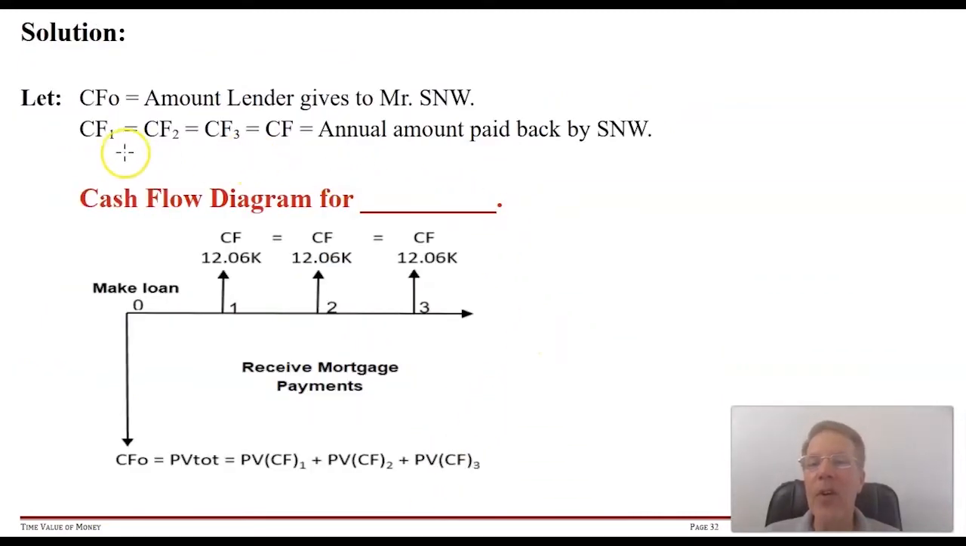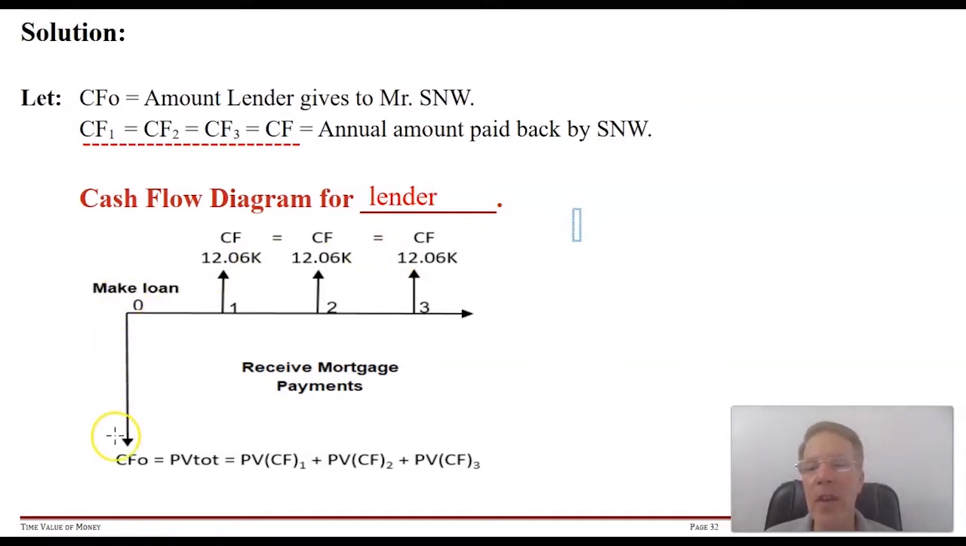Okay, so let's think about a cash flow diagram for this. Remember, all of Mr. Small Net Worth's 3 mortgage payments are going to be uniform. So all the cash flows here are going to be identical, and we can see that really clearly in this cash flow diagram. This is a cash flow diagram that could be either for Mr. Small Net Worth or for the lender. In this case, it's definitely for the lender, right?